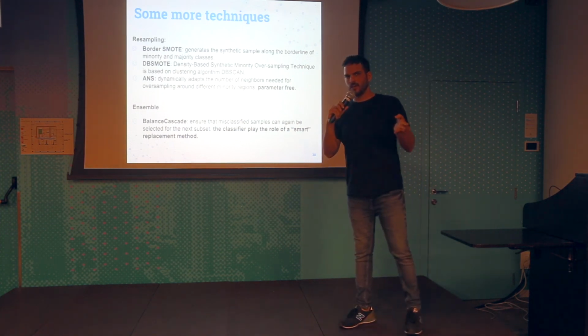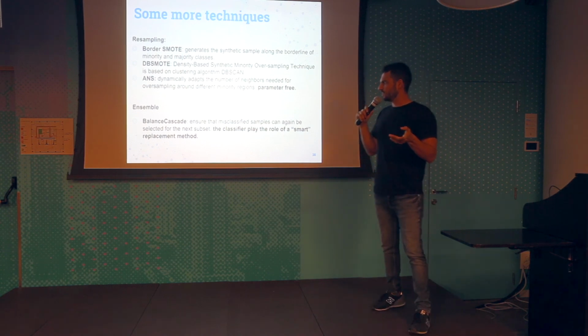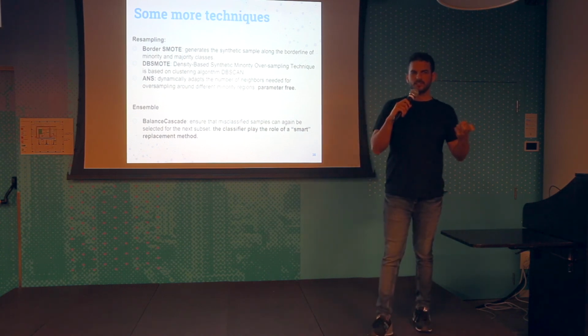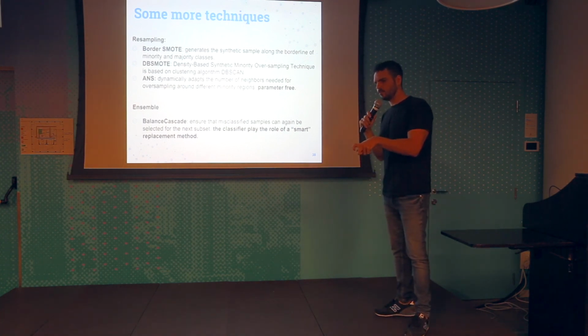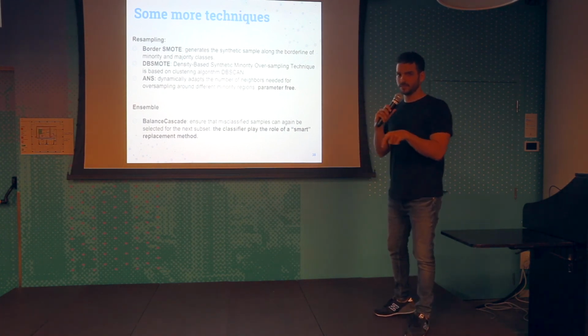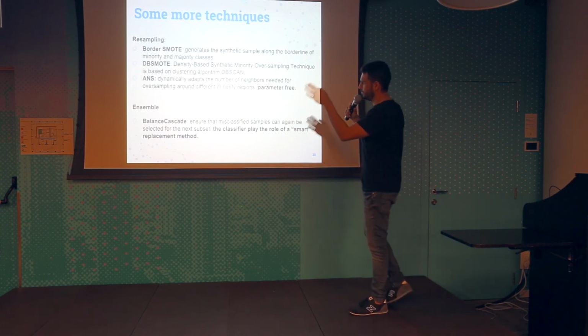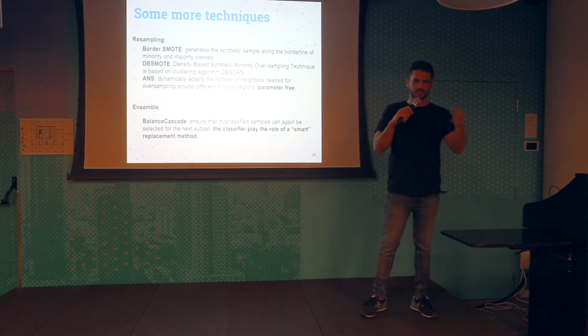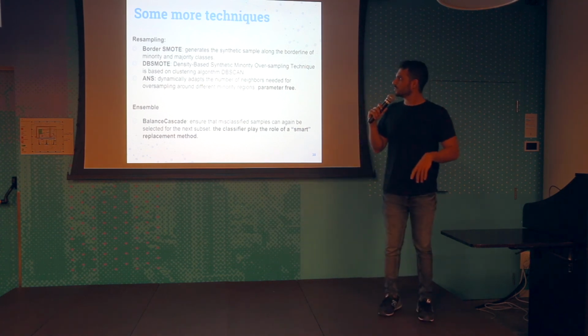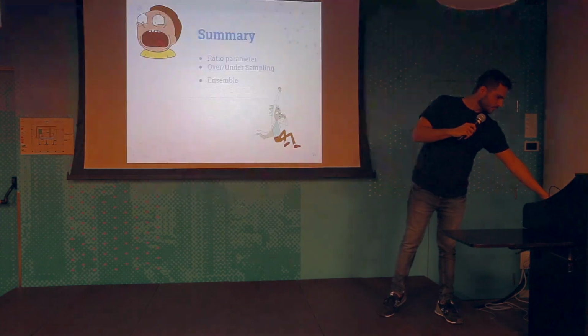Some more techniques that I haven't gone through are Balanced Cascade for ensemble. The difference is that the sampling is not random: you make sure that the points you've made a mistake on stay in the data. DBSMOTE involves DBSCAN. ANS is parameter free, so you can just throw some data at it and see what comes out.